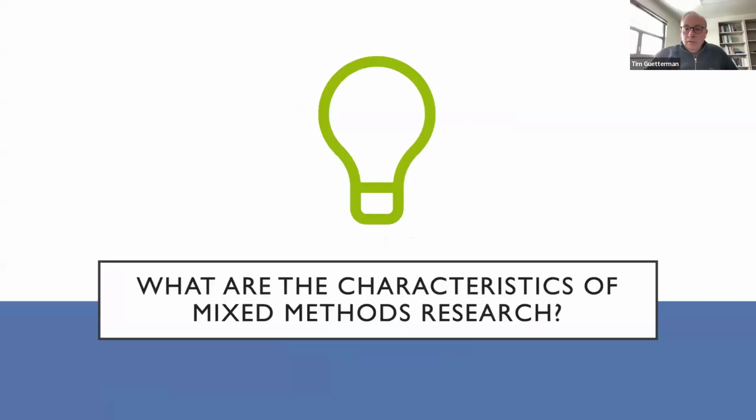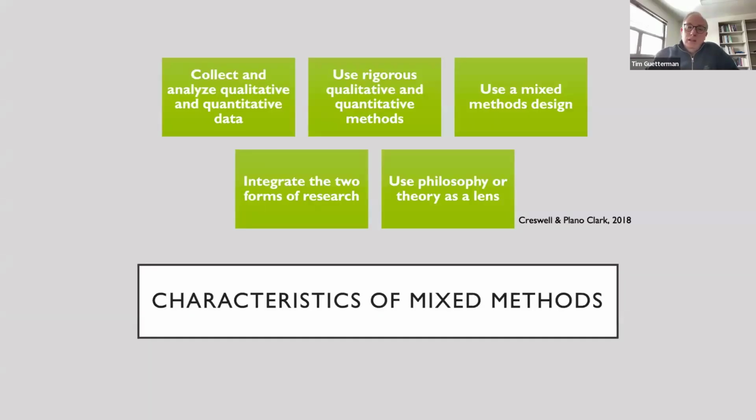So welcome everyone, starting with the characteristics of mixed methods research. And this is largely from Creswell and Plano Clark, how they define mixed methods and what it is. So there are 5 key characteristics. First, that we're collecting and analyzing qualitative and quantitative data. So that's really critical, the use of both qualitative and quantitative methods. Next, that we're using rigorous qualitative and quantitative methods. And we'll get into detail about each of these.